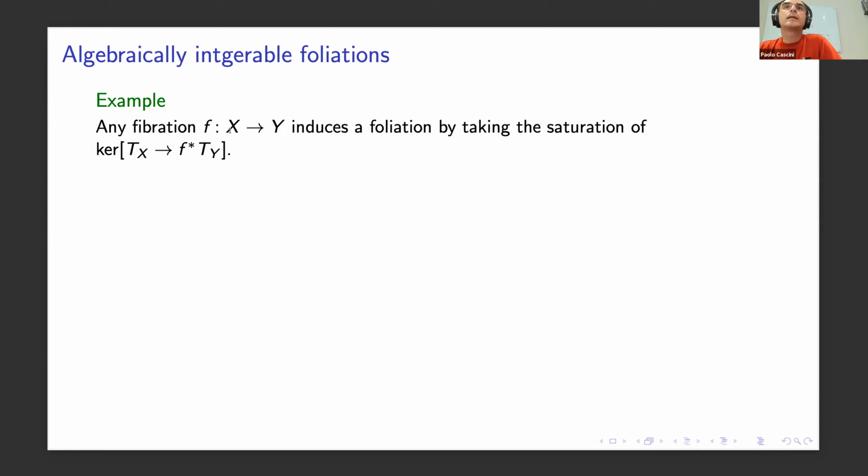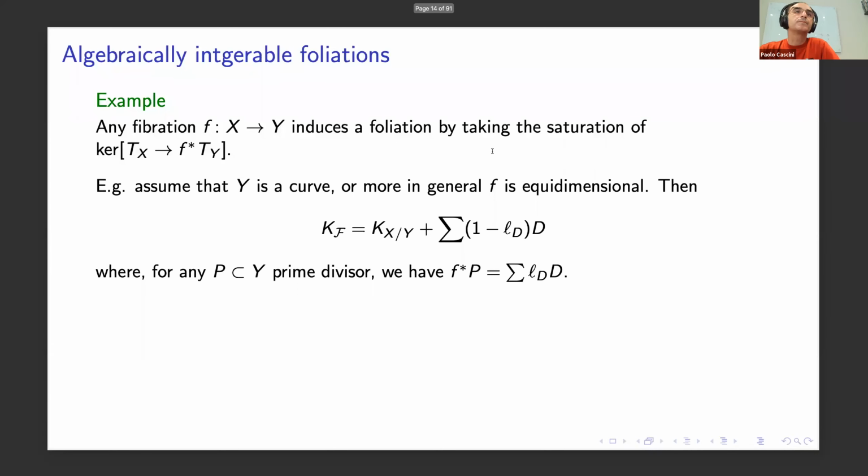So for this reason, we take the saturation to avoid the fact that the quotient, the normal sheaf, might not be torsion free. So this guarantees that the second property is satisfied. Then being closed by Lie bracket follows as an easy calculation. So let me give a little calculation. In case we can do this in general, but let's focus in the case where either Y is a curve or f is equidimensional. All the fibers have the same dimension.